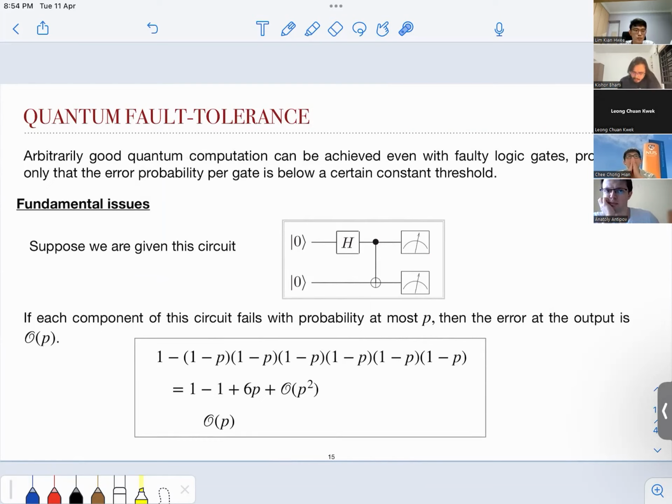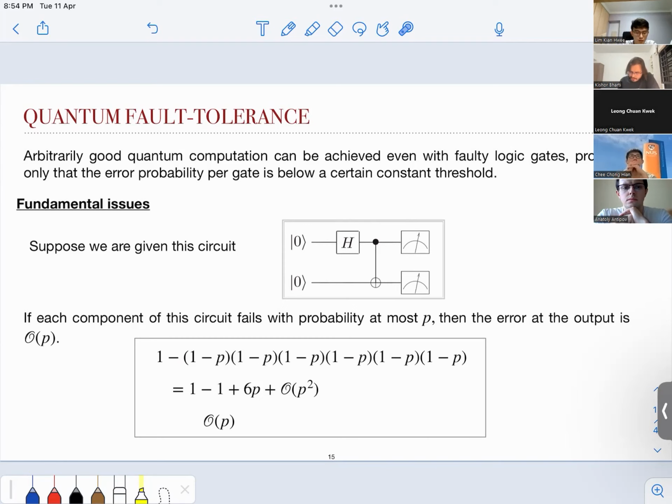Arbitrarily good quantum computation can be achieved even with faulty logic gates. That's what fault tolerance is. There are individual components and they are faulty, but there is some tolerance, and that's why it's called fault tolerance, provided only that the error probability per gate is below a certain constant threshold. Obviously tolerance cannot go beyond a limit. If the error probability is below some threshold, then fault tolerance can be achieved. So let's try to understand this.